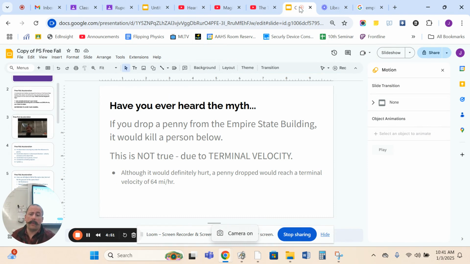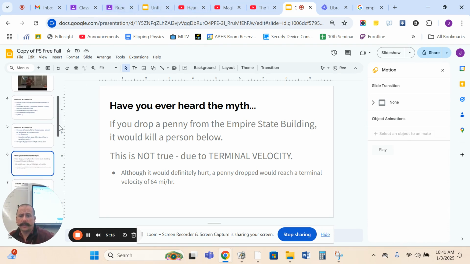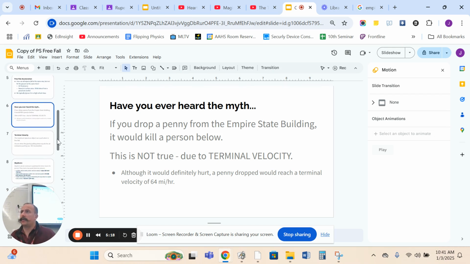Now, while I do have that penny, it doesn't actually accelerate the entire time it's falling, because there is air that's going to slow it down. It will increase its speed until it reaches a point called terminal velocity. Terminal velocity is the point at which it doesn't accelerate anymore. It just falls at the same speed. Think about driving down a highway in your car. If you're going 70 miles an hour on I-99, you can't just let off the gas pedal.